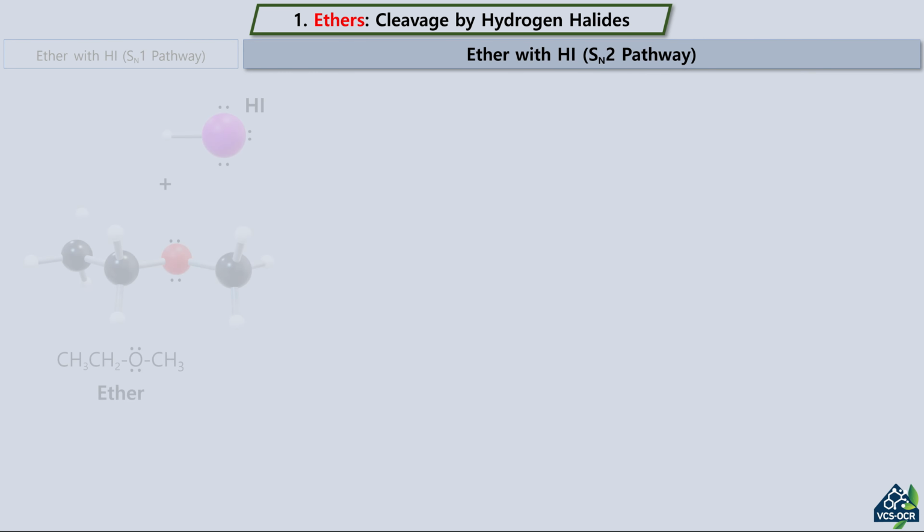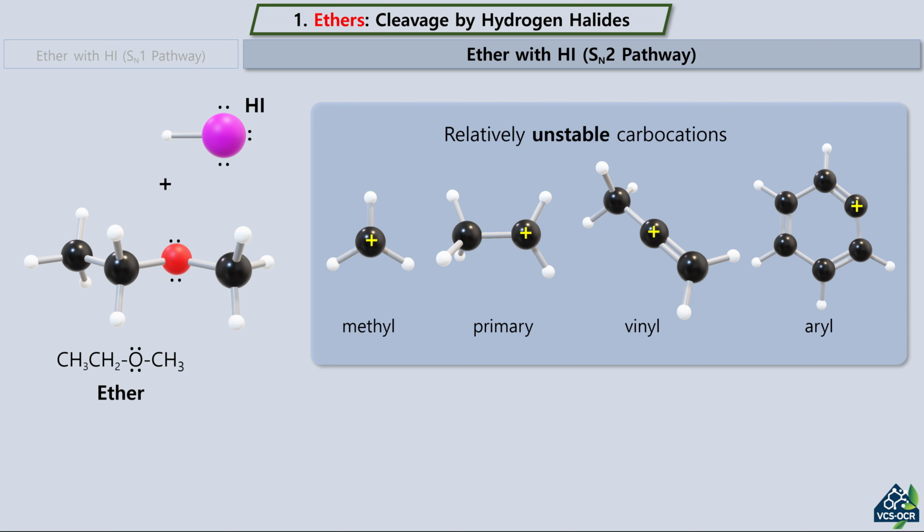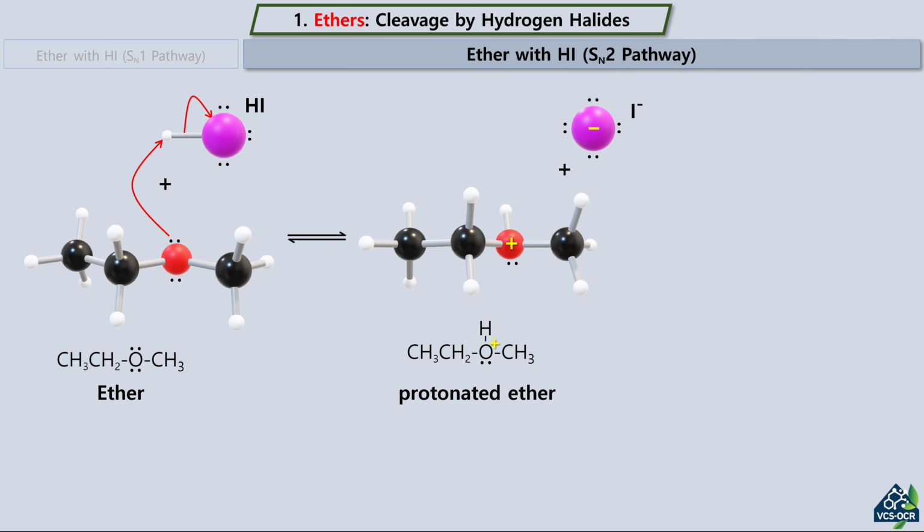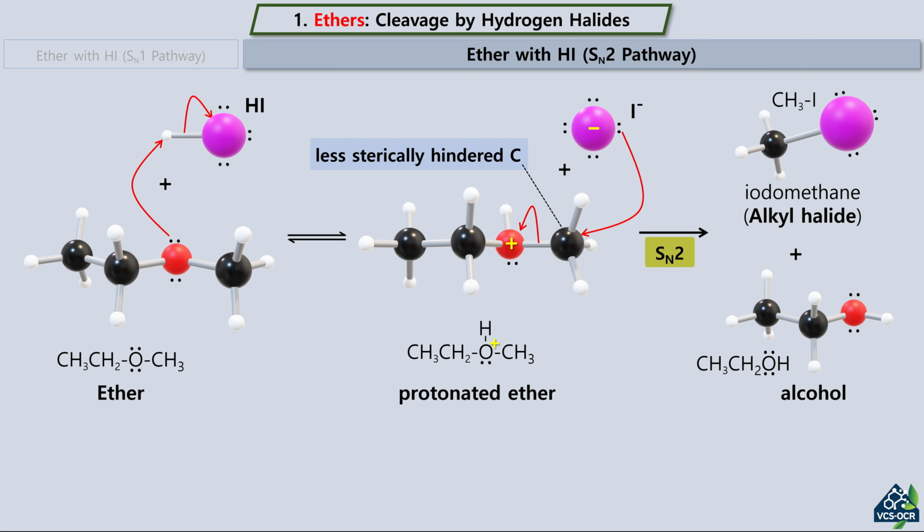If the alkyl groups would form relatively unstable carbocations, such as methyl, primary, vinyl, or aryl cations, the reaction must proceed via SN2. Just like the SN1 pathway, the process begins with the protonation of the ether oxygen to create a good leaving group. Then, the iodide nucleophile performs a backside attack on the less sterically hindered carbon. The leaving group is displaced in a single, concerted step, yielding an alcohol and an alkyl iodide.